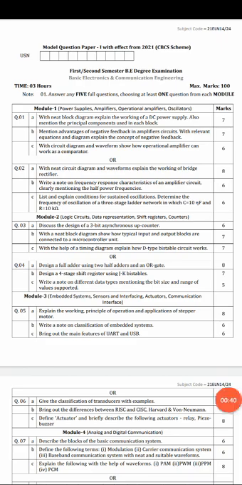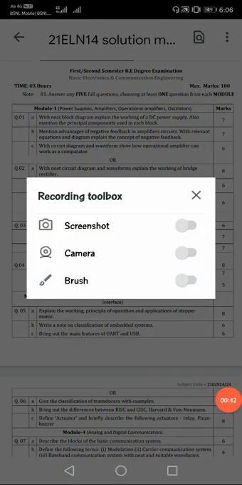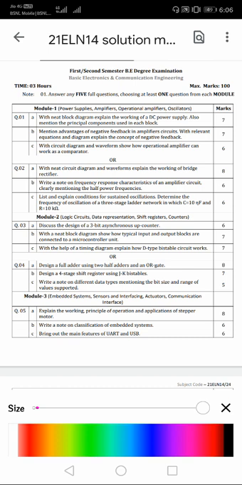Now we will analyze how exactly and what exactly the questions will be given, and whether they will appear in the main examination or not. The first question, model number 1, applies to power supplies, amplifiers, operational amplifiers and oscillators. These are the 4 huge concepts that will be covered. Students, remember, they should give one question each from power supplies, amplifiers, operational amplifiers and oscillators. Minimum one question from each concept.